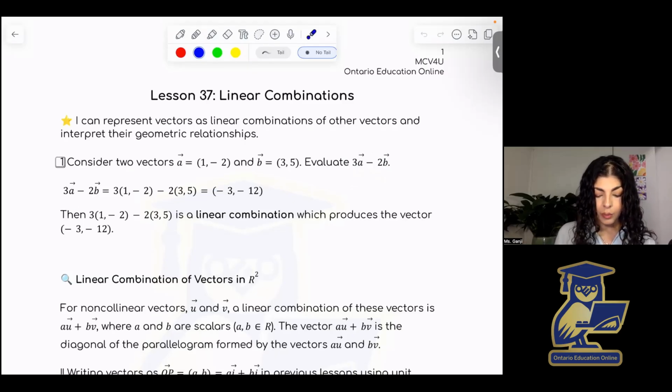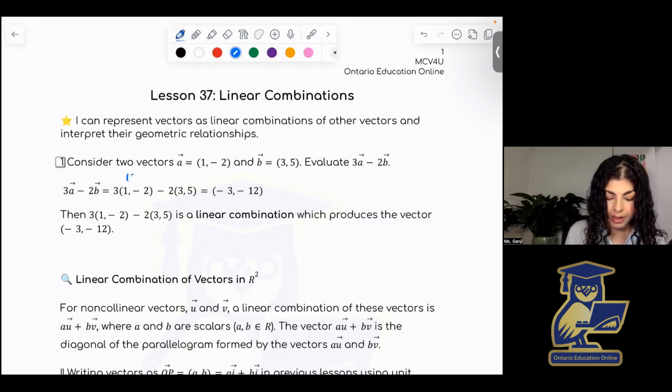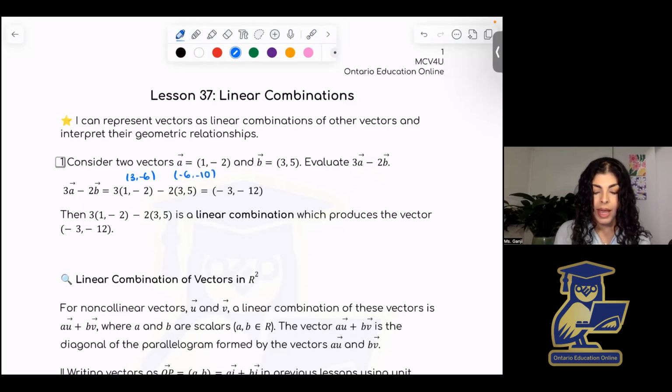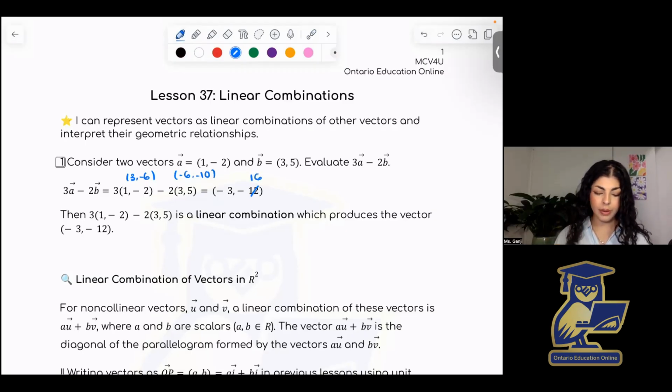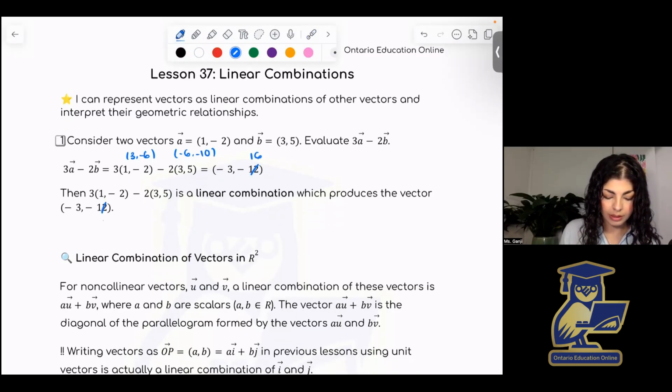So 3A is going to give us 3, -6. And -2B is going to give us -6 and -10. And if we add these, 3 plus -6 gives us -3, and -6 and -10, that should give us -16. So okay, we have the negative, so -16, there we go.